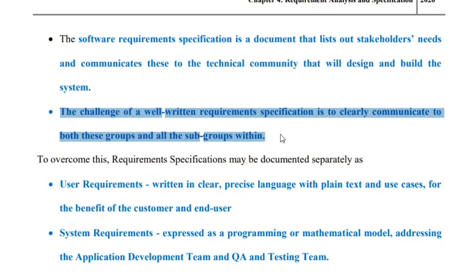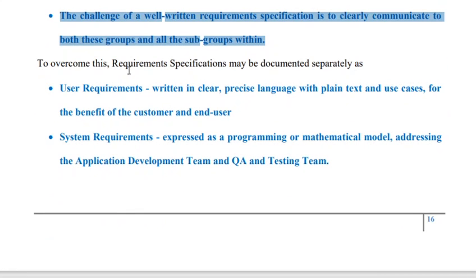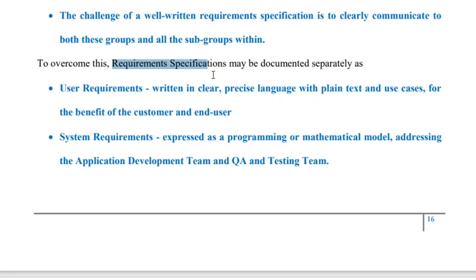That's why I said in the previous class, whenever you create a specification document, it has to be created in a manner that emphasizes what rather than how. To overcome this, requirement specification may be documented separately as user requirements and system requirements. User requirements are written in clear, precise language with plain text and use cases for the benefit of the customer and the end user.